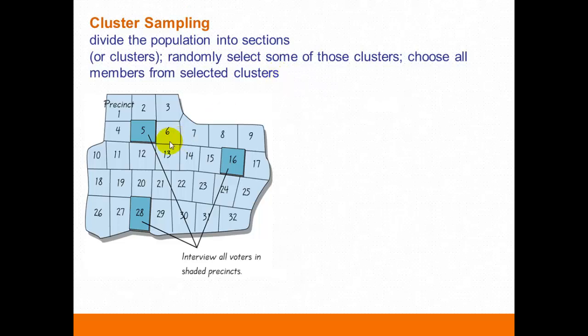If we had a state divided up into precincts and we wanted a cluster sample of the voters, then we would randomly select, in this case, 3 of the precincts, and we'd interview all of the voters in those 3 precincts. If we were doing a stratified sample, we would take a certain number of voters from each different precinct. That would be the difference.